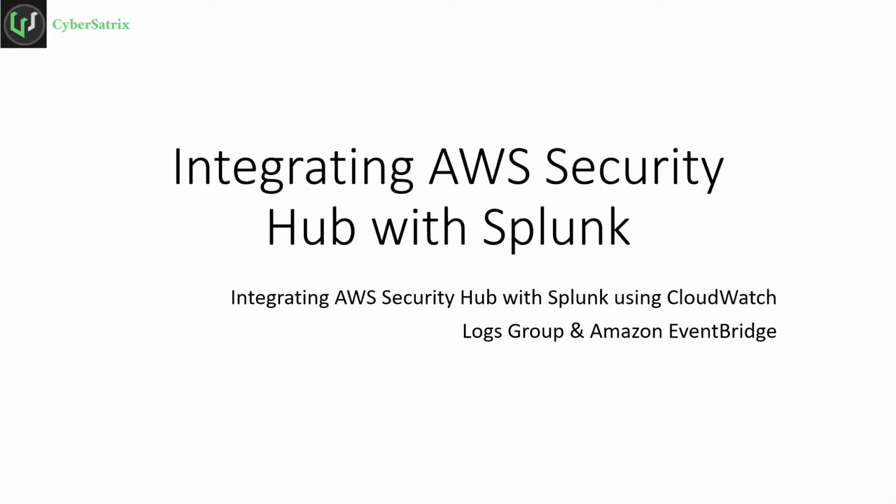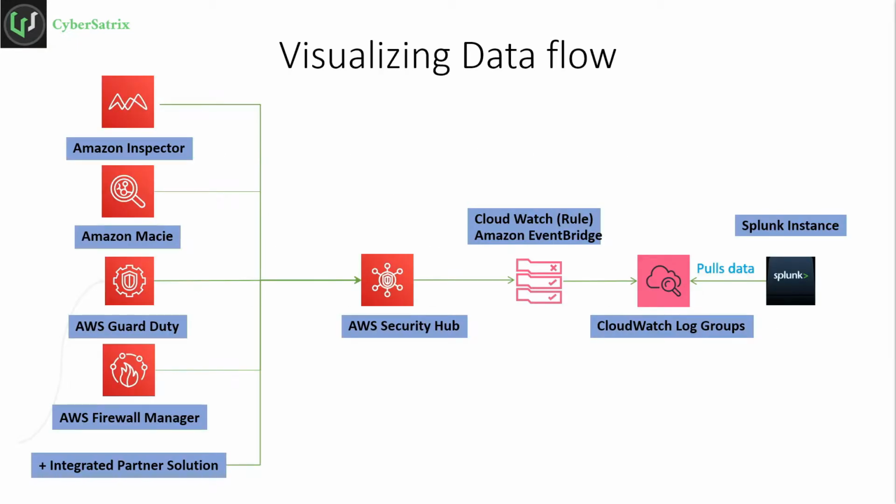Okay, so we will first visualize the data flow to understand how the data will flow from the Security Hub to Splunk, and then we will understand some part of those components and how they work. So let's quickly jump on to the understanding and then we'll move on to the hands-on. Okay, so in the hands-on today we are going to perform some required activities. So let's visualize what we're going to do exactly here.